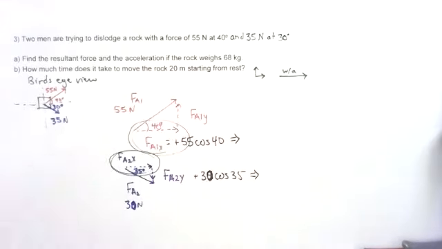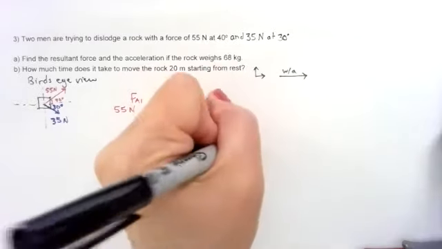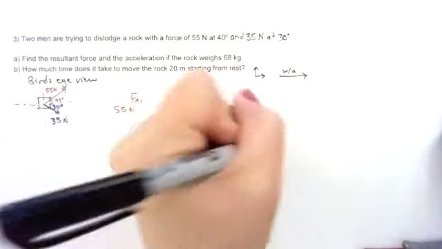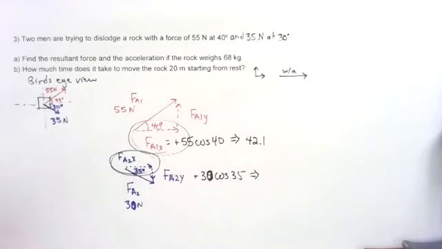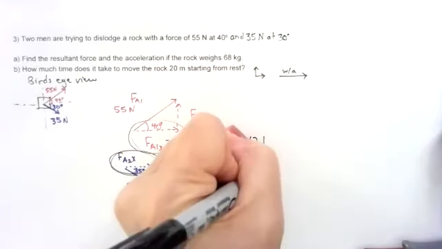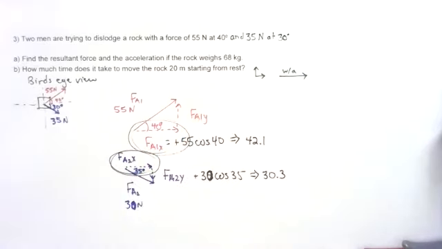Notice I didn't do this in unit vector notation. Some problems it's easier to write everything into unit vector notation and write it out from there. But in this case, I really am not concerned about these other vectors. So I'm just going to do this. This one's going to be 30.3. So I've got 55 cosine 40 is going to give me 42.1. And 30.